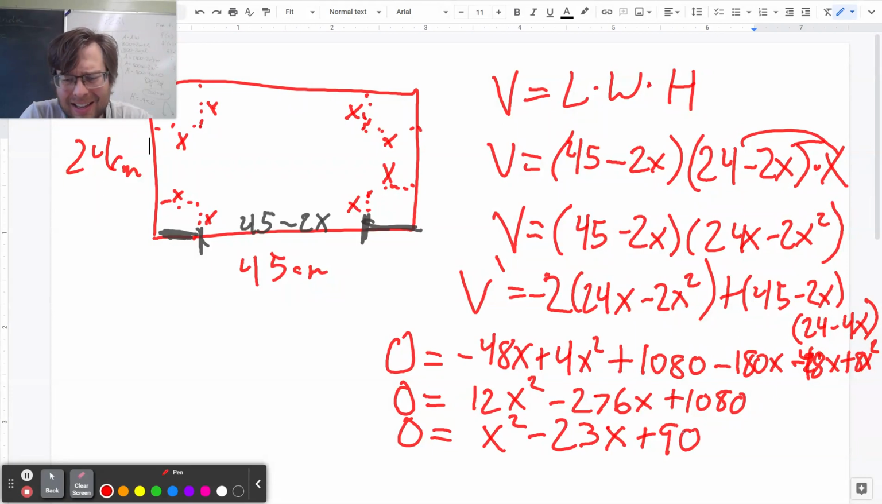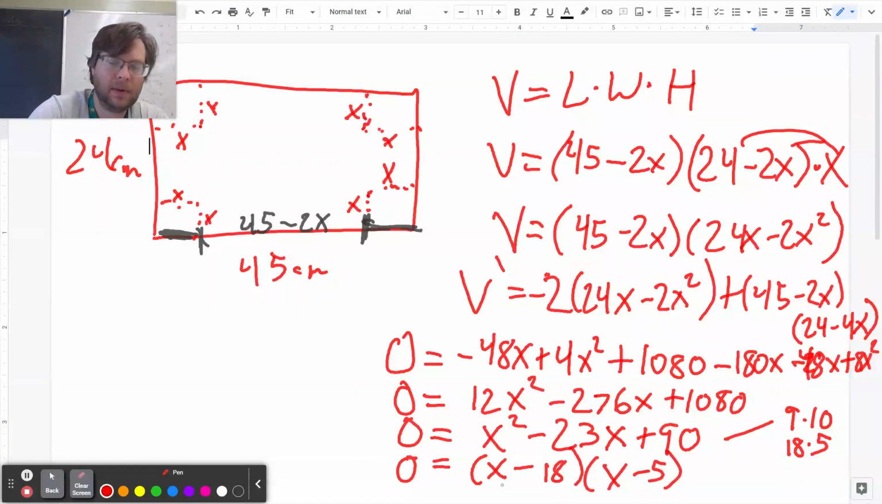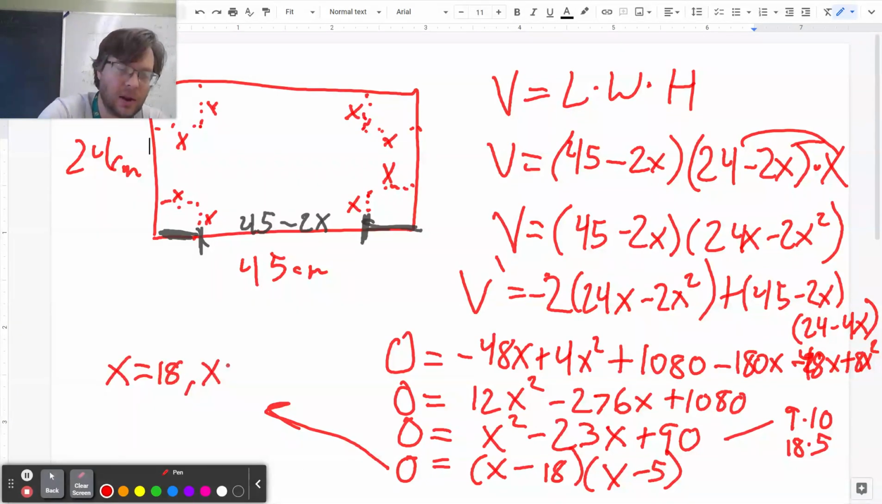And then can I factor that? Let's see, what is 90? 9 times 10. That's not going to work. I could do 18 times 5. That'll work. Okay, great. So we have 0 equals x minus 18 times x minus 5, telling me my two potential solutions are x equals 18 and x equals 5.